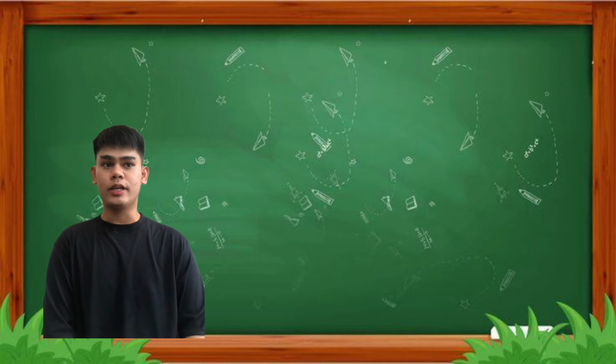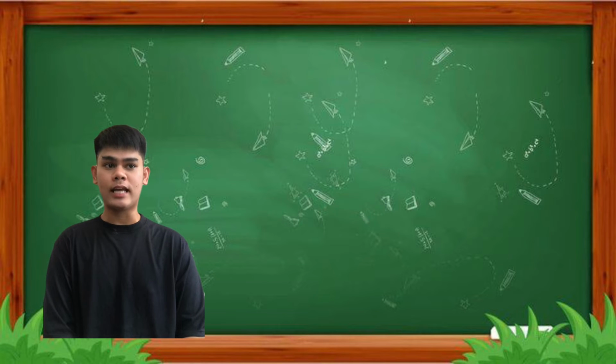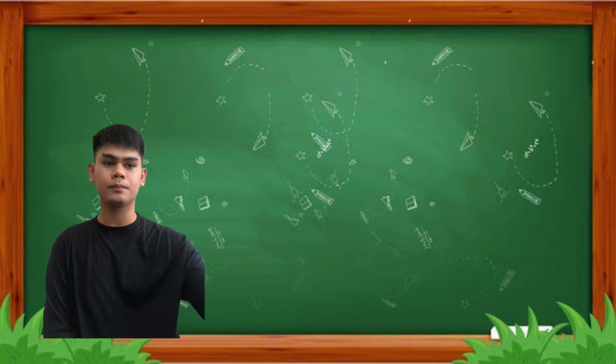The next one is the emotional disturbance. Emotional disturbance means inappropriate types of behaviors or feelings under normal circumstances. A general pervasive mood of unhappiness or depression. A tendency to develop physical symptoms or fears associated with personal or school problems. The term emotional disturbance includes schizophrenia.